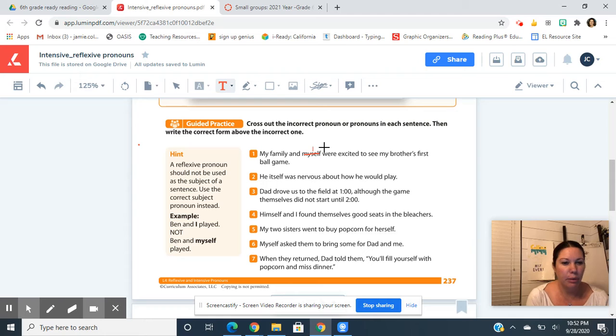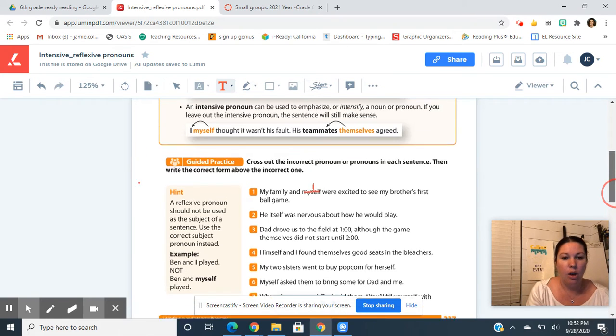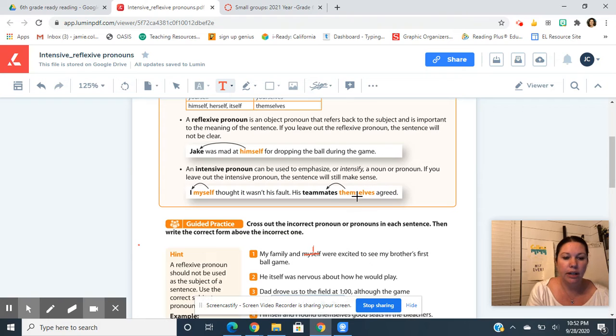Doesn't that sound a little bit better? Because my family and myself is just not quite right, especially because myself is referring to the pronoun I. And we see that up here where it talks about how you don't necessarily need themselves or myself in the sentence because it still makes sense without it. And myself is referring to I here.